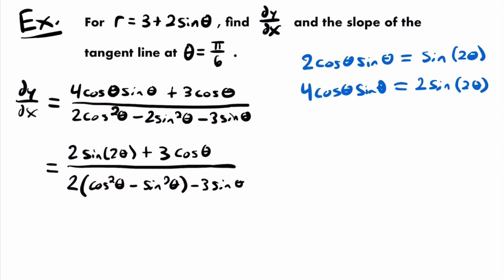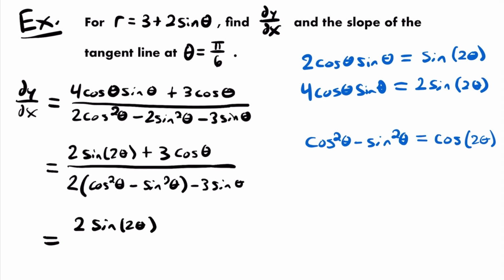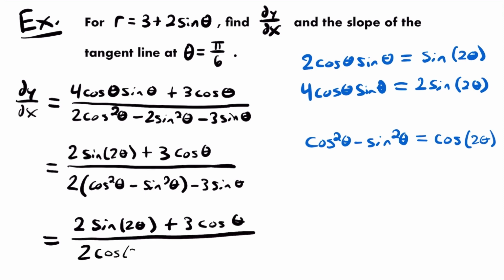And this expression right here, we can rewrite using a trig identity. We also know that cosine squared theta minus sine squared theta is equal to cosine of 2 theta. This is another double angle identity. We can replace this expression with cosine of 2 theta. So that's what I'm going to do. Let's replace this quantity with cosine of 2 theta, and we'll have that this is equal to 2 times sine of 2 theta plus 3 times cosine theta divided by 2 times cosine of 2 theta minus 3 times sine theta. All right, and now what we have here is the most simplified form of our derivative.